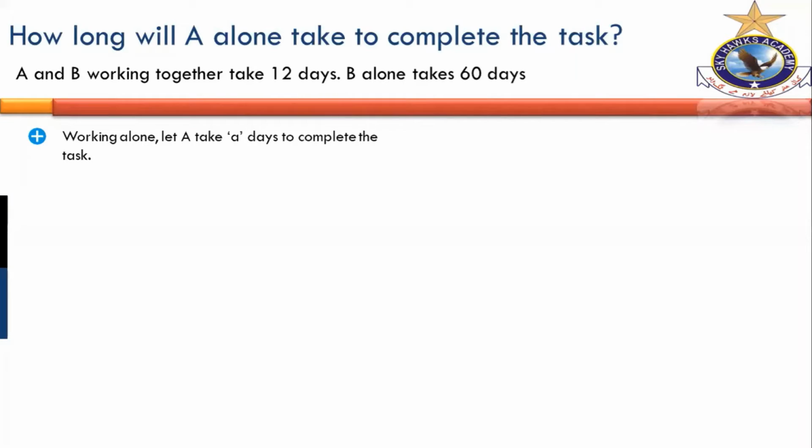Working alone, let A take A days to complete the task. So there are two persons, and we are looking for A. B can complete the same task in 60 days. We are supposing that A takes A days to complete the task, and we have to find the value of A. Let's see this one.